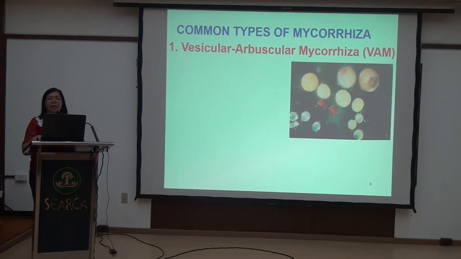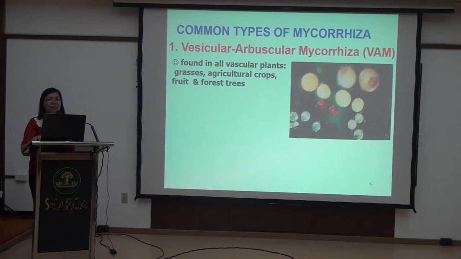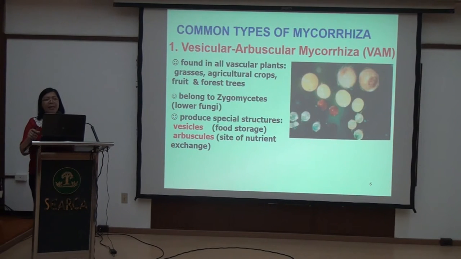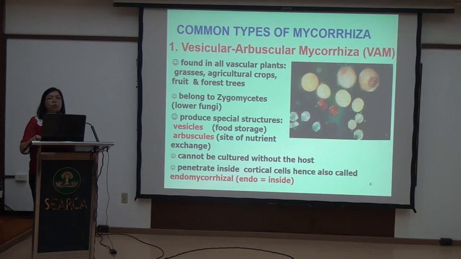These fungi are found in all vascular plants, such as our vegetables, fruit trees, and forest trees. This is the mycorrhiza found in them. They belong to the lower fungi. And that is why they are called VAM, or sometimes AM, since sometimes the vesicles are not visible. The vesicles are the storage organ or nutrient exchange structure. What is very unique about this is they cannot be cultured on agar. They need a host plant. So the way to mass produce this VAM is to plant it, just put it on a plant, and there it will continue its life cycle.